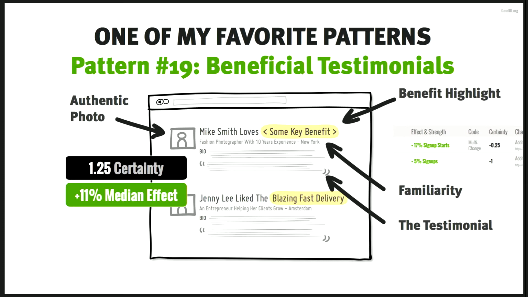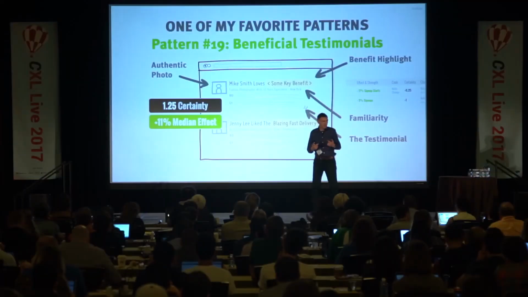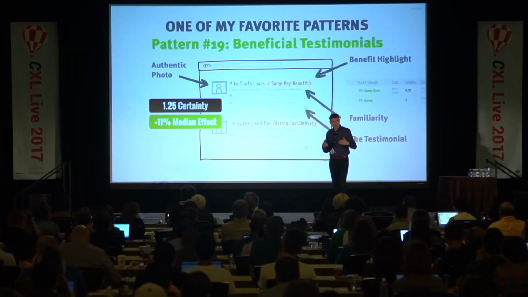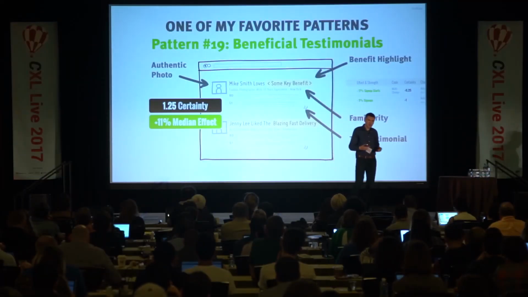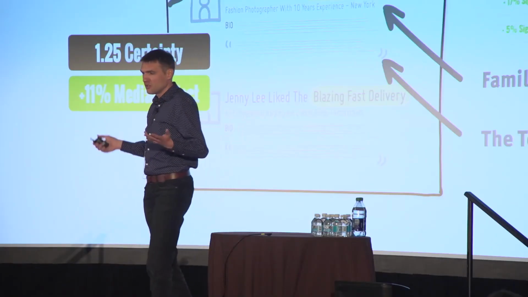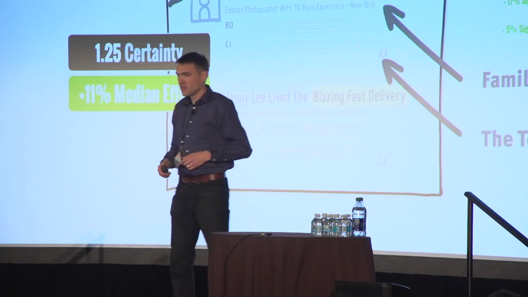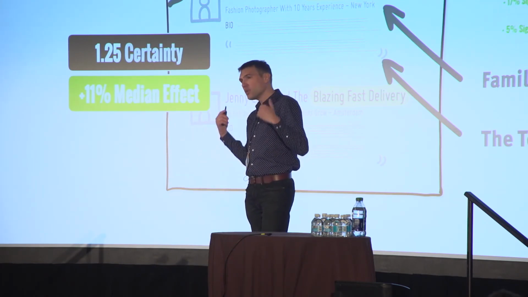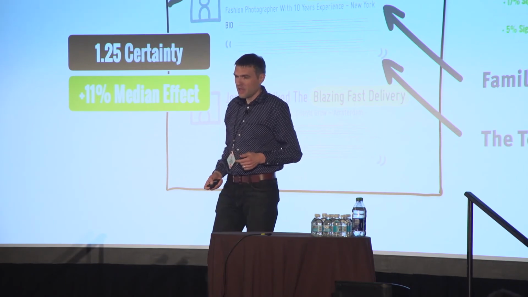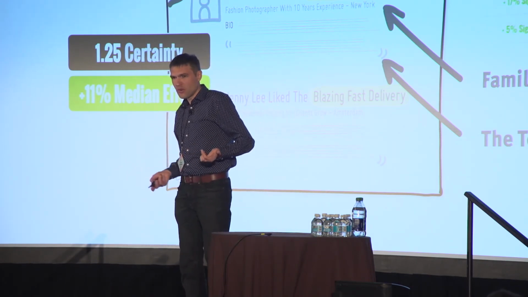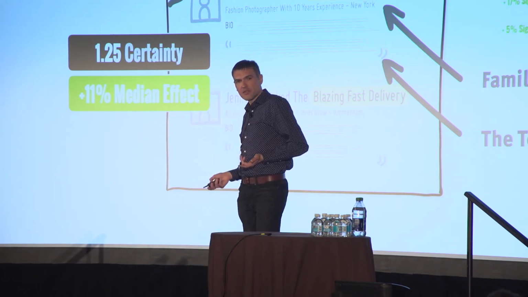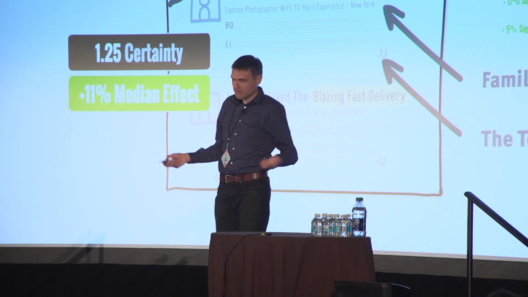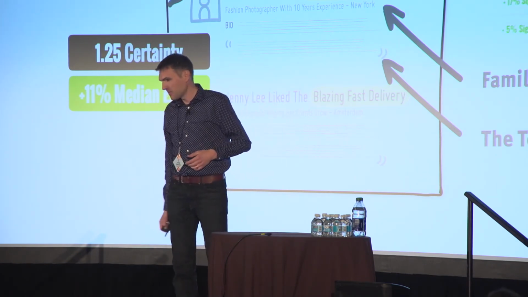Okay? Another property is adding familiarity. So if we don't know Mike Smith, we might not like him, we might not trust him. But if we introduce Mike Smith, maybe he's a photographer, maybe lives in New York, maybe, I don't know, likes something else. Maybe there's a bio about Mike and an authentic photo, and only then do we show the testimonial. And this so far has 1.25 certainty, a median effect, maybe has something. We'll be keeping an eye out on this one, okay?